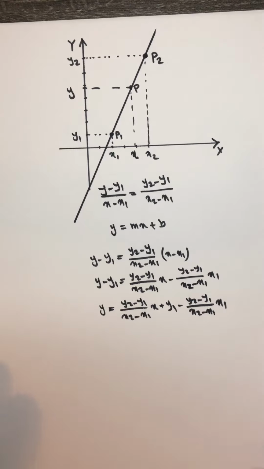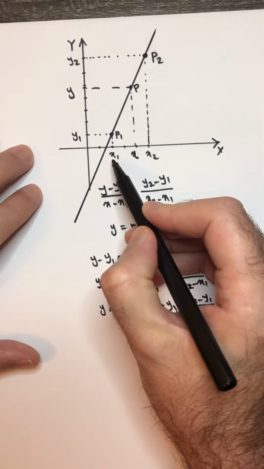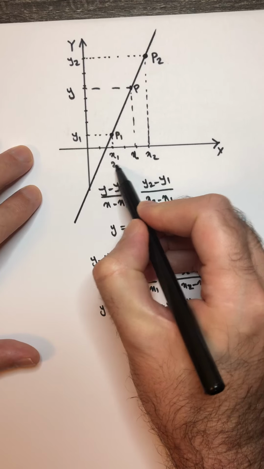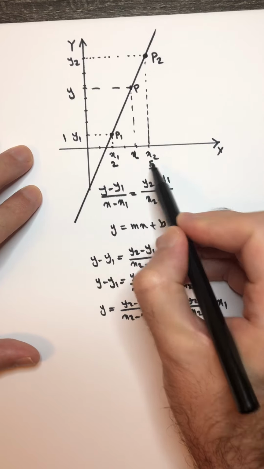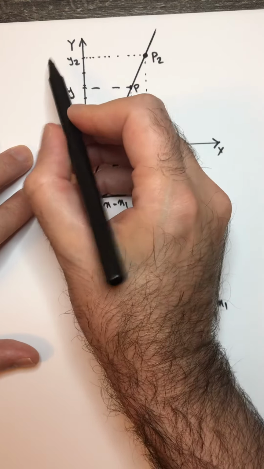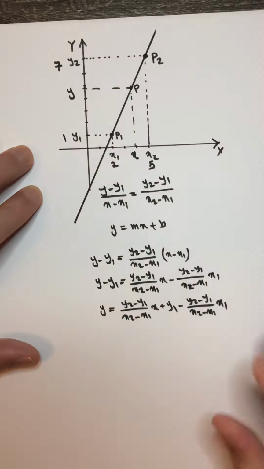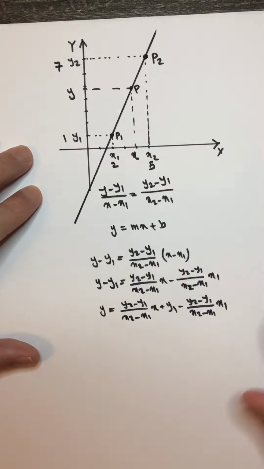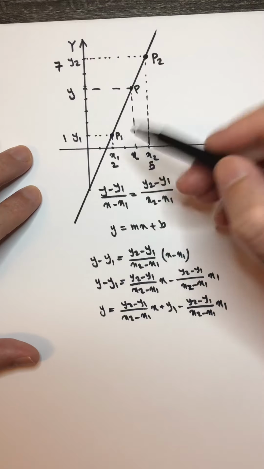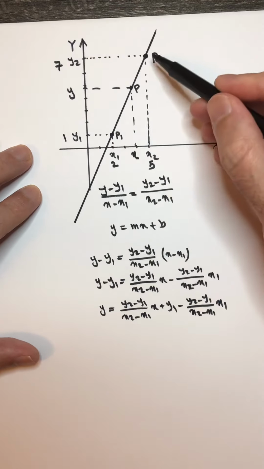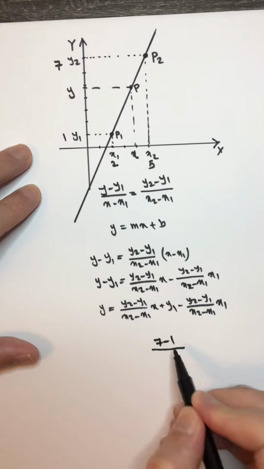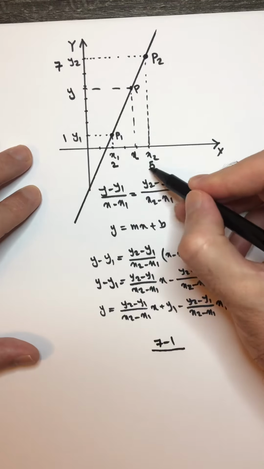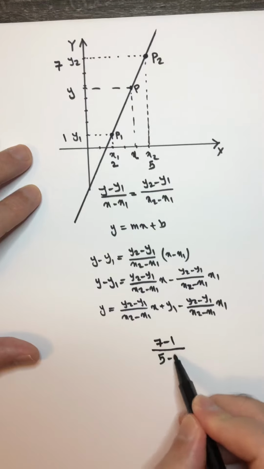Now let's do a numerical example. Let's assume here the value of x1 is 2, the value of y1 is 1, the value of x2 is 5, and the value of y2 is 7. So we find the slope of the line twice, one using P1 and P2. So using P1 and P2, the slope of the line is y2 minus y1, which is 7 minus 1, divided by x2 minus x1, which is 5 minus 2.